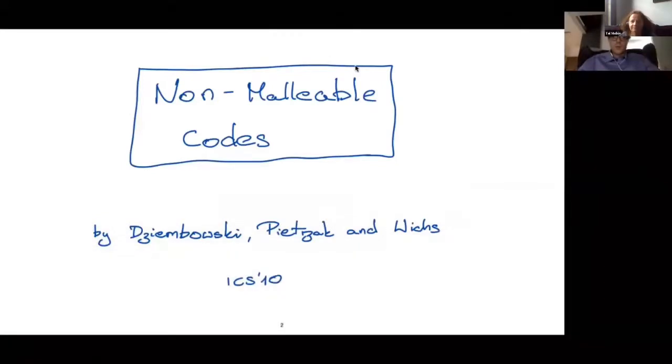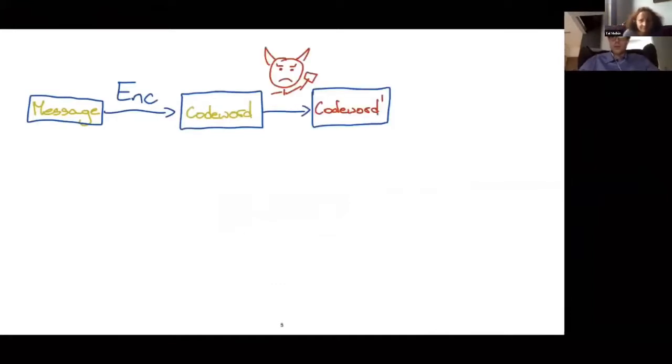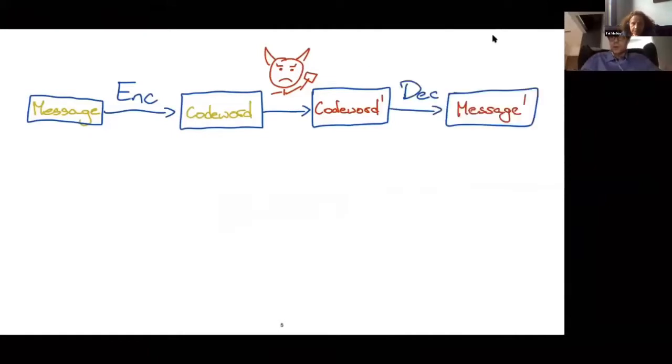It's a notion defined by Dziembowski, Pietrzak, and Wichs in 2010. The idea is as follows. We've got a message. The message gets encoded. There's a code word now. And then comes an evil adversary and tampers with the code word. We get some code word prime. And as a result, we get a message prime.